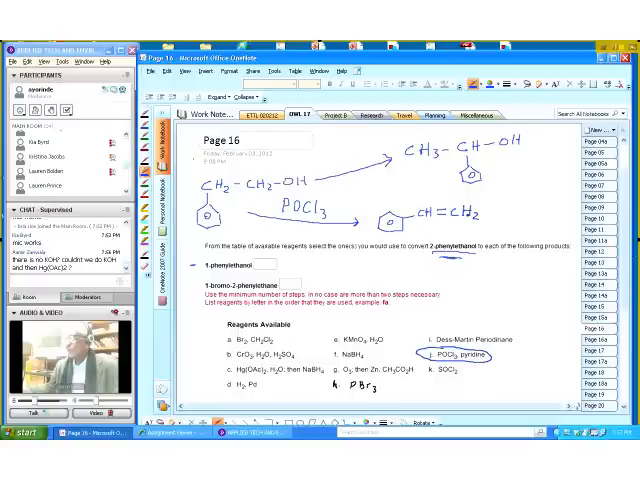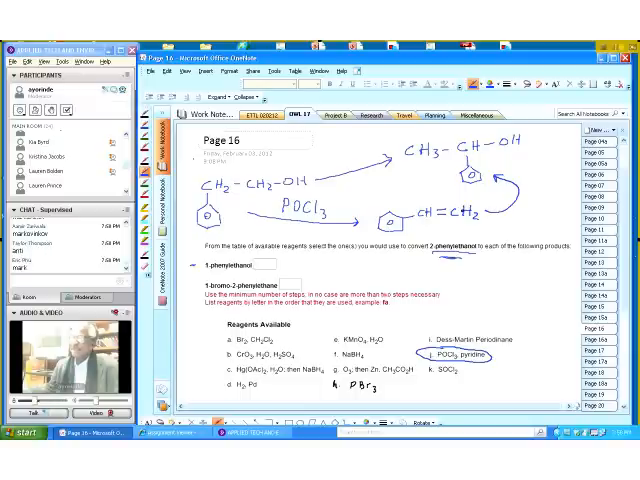Once you do that, at this point you want to do a Markovnikov addition of water, because now you want to go from here to here. If you look at this, you are adding the elements of water. That means you must add hydrogen to this carbon here and the hydroxy group to this carbon. So what type of addition is this? Is it anti-Markovnikov or Markovnikov addition? Because hydrogen goes here, hydroxy goes here. This is a Markovnikov addition.